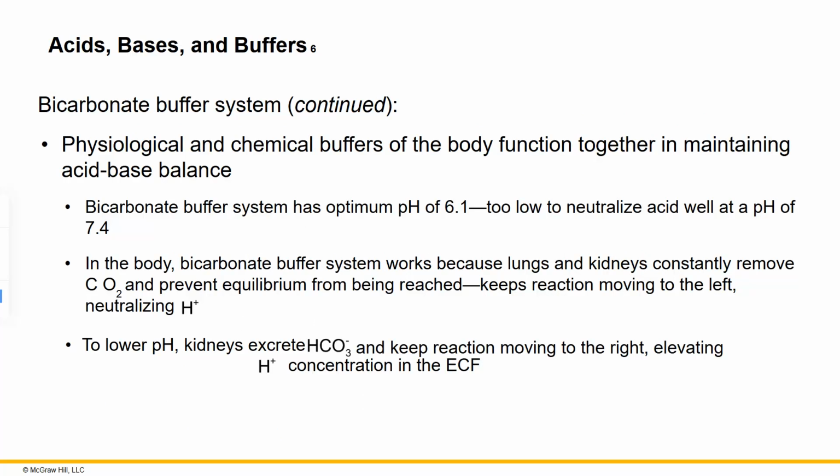Physiological and chemical buffers of the body function together in maintaining the acid-base balance. The bicarbonate buffer system has an optimum pH of 6.1, too low to neutralize acid well at a pH of 7.4. In the body, it works because the lungs and kidneys constantly remove carbon dioxide and prevent equilibrium from being reached. It keeps the reaction moving to the left, neutralizing the acid. To lower pH, kidneys excrete bicarbonate and keep the reaction moving to the right, elevating the hydrogen concentration in the extracellular fluid.